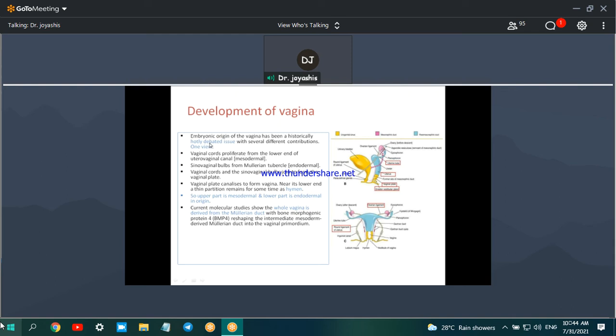The embryonic origin of the vagina has been historically hotly debated. There is some debate in relation to the development of the vagina with several different contributions. Some say vaginal cords proliferate from the lower end of the uterovaginal canal, which is mesodermal in origin. The sinovaginal bulbs arise from the Müllerian tubercle, which is endodermal. The vaginal cords and the sinovaginal bulbs join to form the vaginal plate, and the vaginal plate canalizes to form the vagina.